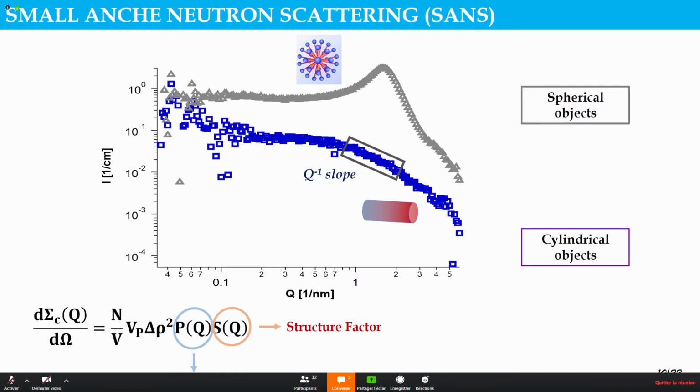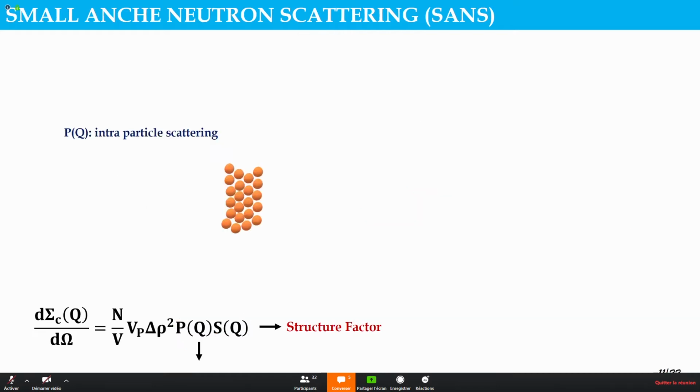Now, just to touch in a very easy way on the meaning of the form factor and the structure factor, we can think that if in our solutions we have an object, and this object is made of elementary scatterers, the form factor actually comes from the interferences of the elementary scatterers which belong to the same object.